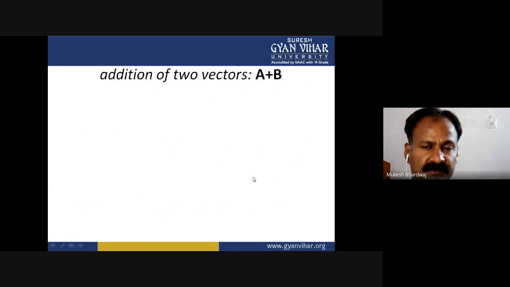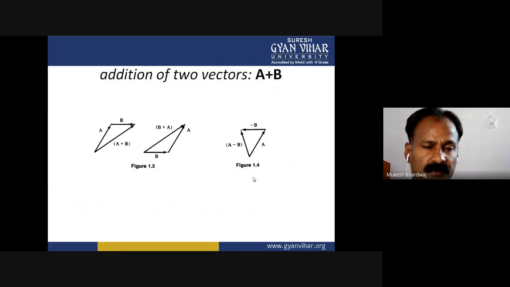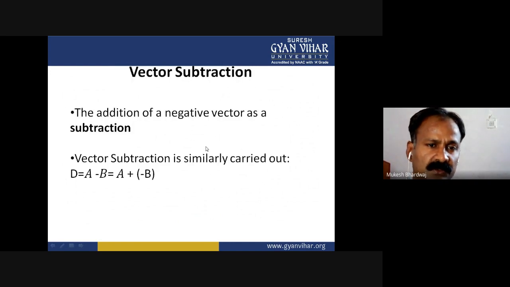Addition of two vectors A plus B. This is the presentation in the figure, where we find the addition of two vectors A and B. Vector subtraction: the addition of a negative vector is a subtraction. The vector subtraction is similarly carried out: D equals A minus B, or A plus (minus B).